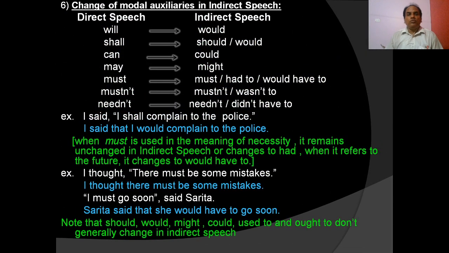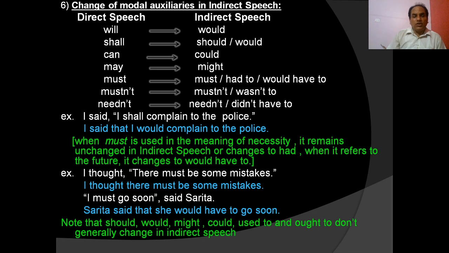And you see the change of modal auxiliaries from direct speech to indirect speech. Direct speech will is changed into would in indirect speech. Shall, should, would, can, could, may, might, must, had to, would have to, must not, was not to, need not, did not have to. Take the example: I shall complain to the police. I said that I would complain to the police. Shall is converted to would.